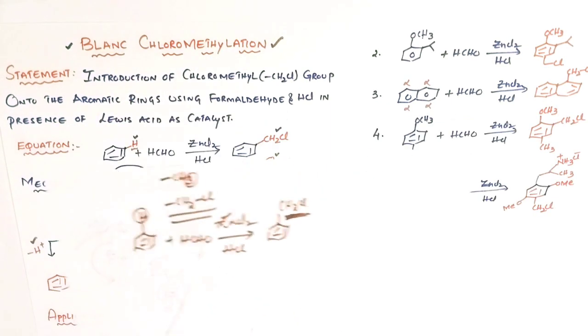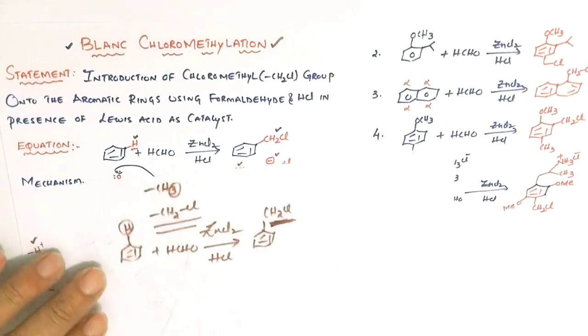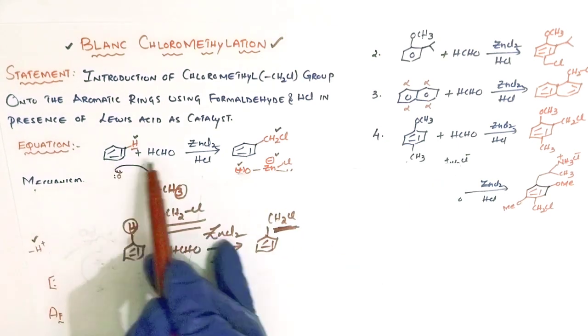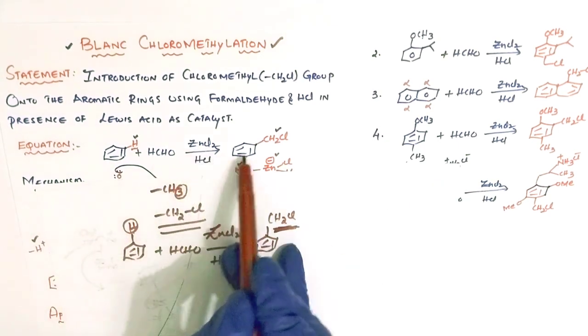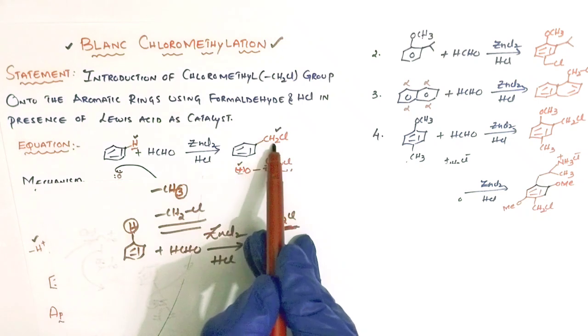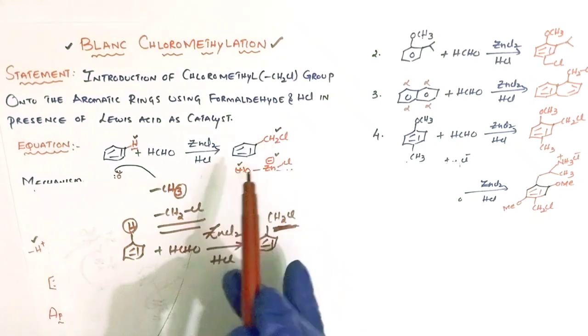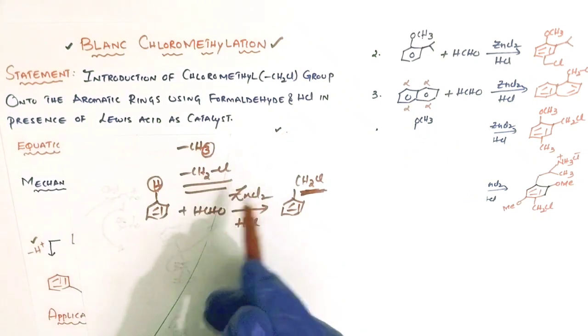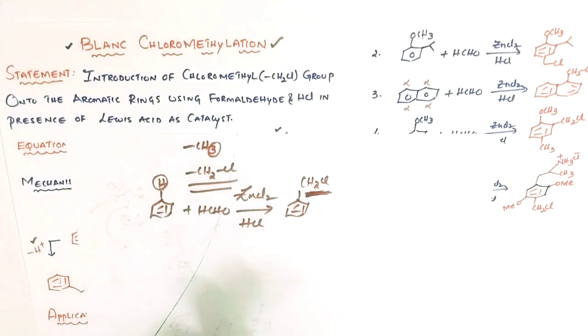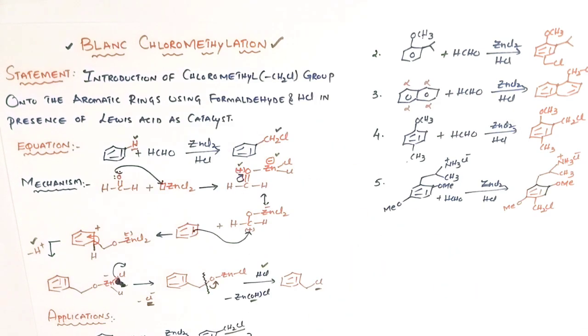Okay, so let's see the equation. What is the equation? Benzene, HCHO, ZnCl2, HCl, one hydrogen is replaced with CH2Cl. In organic chemistry, the mechanism is the important portion, right? Let's see the mechanism. We all know that mechanism of organic reactions are very simple.